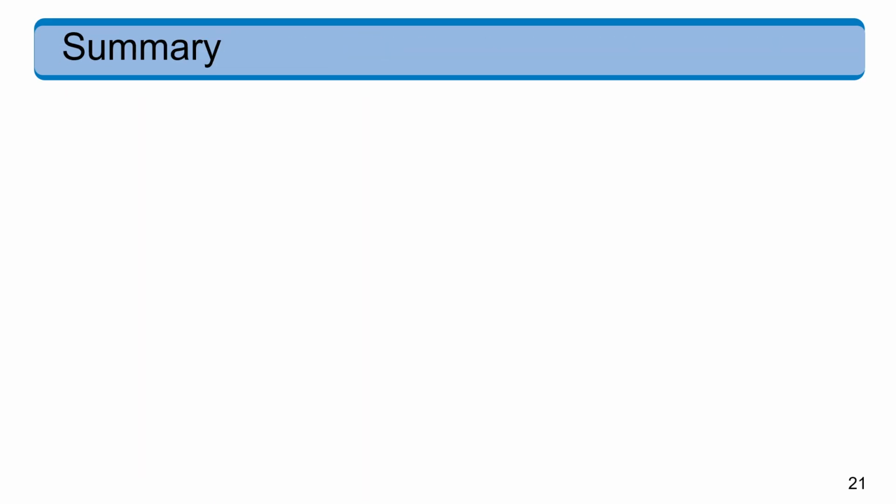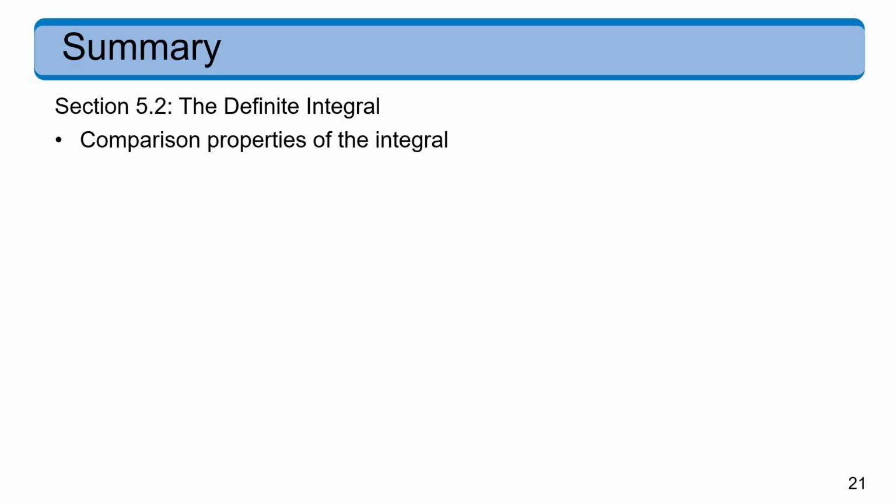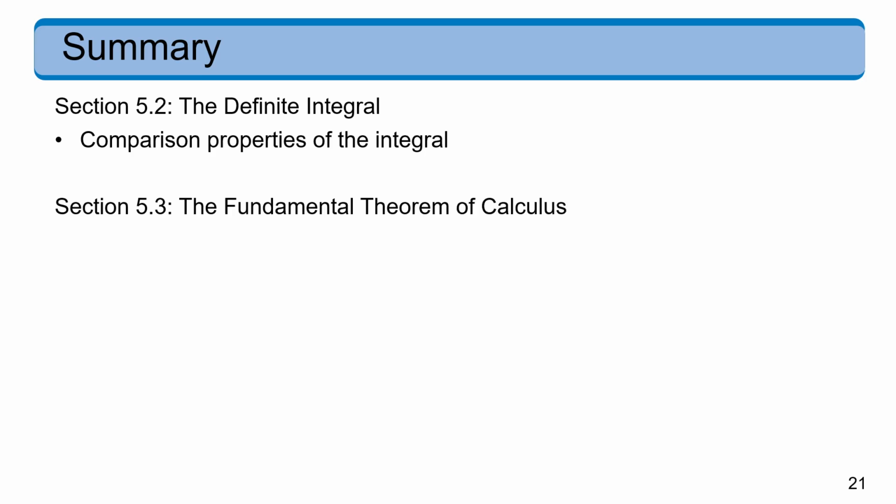So let's summarize what we did today. We finished up the very last part of section 5.2 on the definite integral. And here we looked at some of the comparison properties of the integrals. So which certain types of integrals are less than or greater than the values of other integrals. And then we covered all of section 5.3, and this is the culmination of our work this semester, where we presented the fundamental theorem of calculus. And this is the theorem that relates the two major branches of calculus, differential and integral calculus.